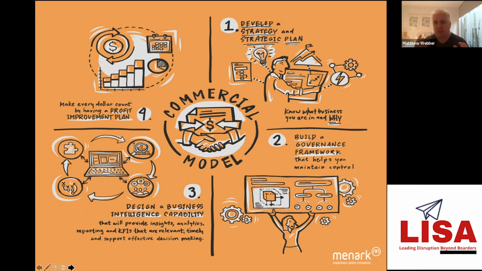So the first is developing a strategy and a strategic plan. Know what business you're in and why, but importantly, know how you're going to execute that. Second, build a governance framework that helps you maintain control. Then design business intelligence capability, and all we're talking about there is being able to know that you've got visibility of your business. And then make sure that you're in control of your costs and that you're working towards making profit.